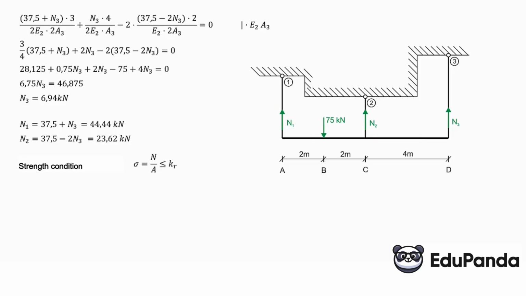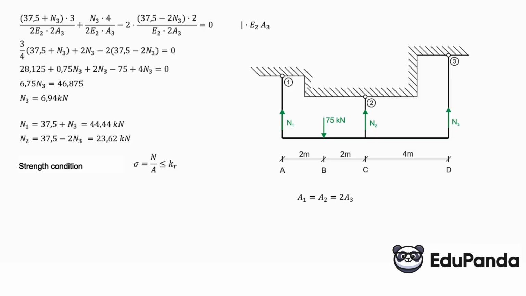The strength condition, that is, the stresses which are equal. Normal force in the rod, whether it is tensile or compressive, divided by the cross-sectional area, must be less than or equal to the strength. Here all forces came out positive, so all rods are in tension. So it must be less than or equal to the tensile strength. And we remember that we had a given relationship in the problem statement that A1 is equal to A2, which is equal to 2 times A3.